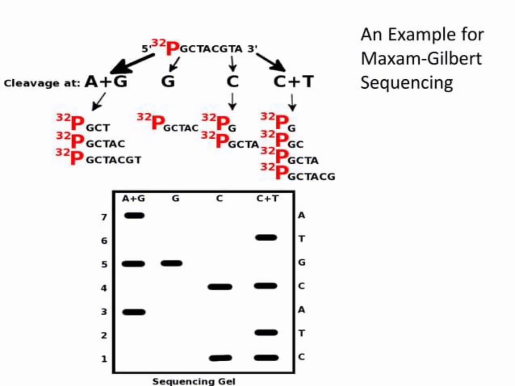In the first lane we are observing only A plus G cleavage. Second, only G cleavage. Third is only C cleavage, and fourth is C plus T cleavage. And we start reading from the bottom of the gel, just like Sanger sequencing. So first we encounter C, which is the smallest fragment, then T, then A, then G, then T, then A. So this is how you get your sequence.